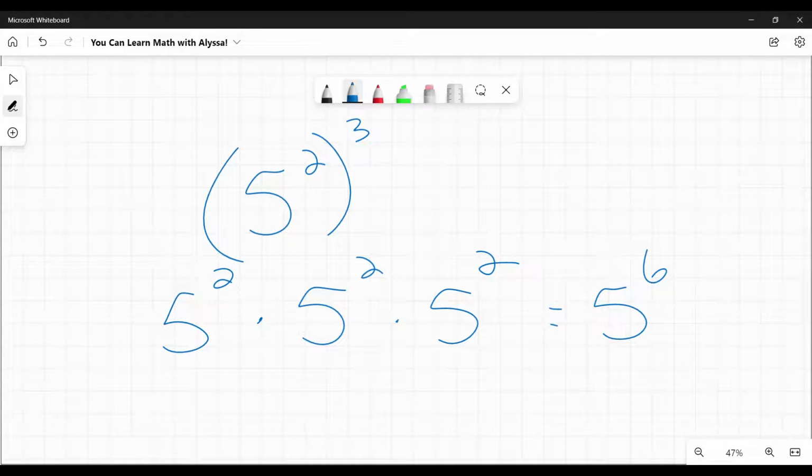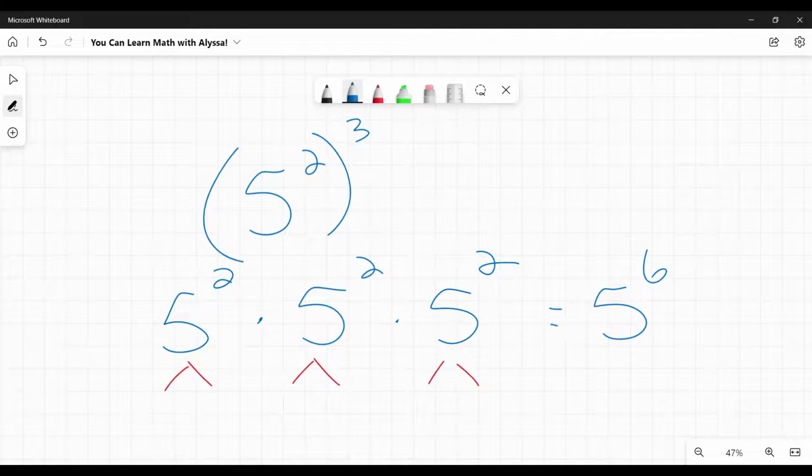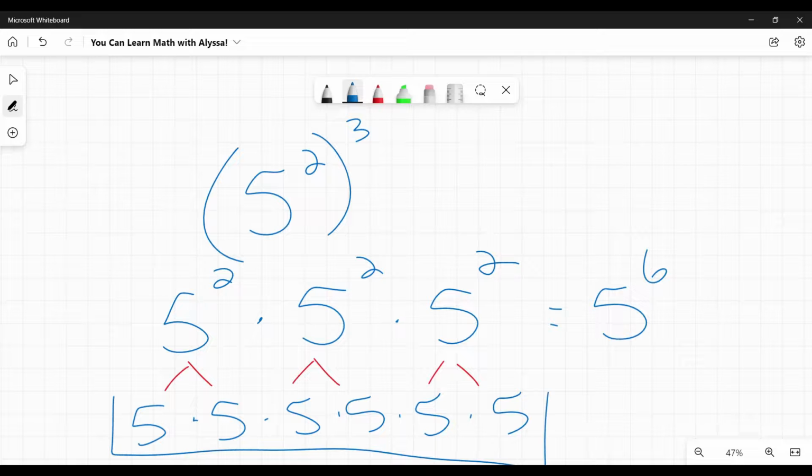To really see this and break it down even further, if we break each of these apart, 5 to the power of 2 is 5 times 5. Same again here, and same a third time. So you can truly see we're multiplying 5 by itself 6 times. So 5 to the power of 2 to the power of 3 is 5 to the power of 6.